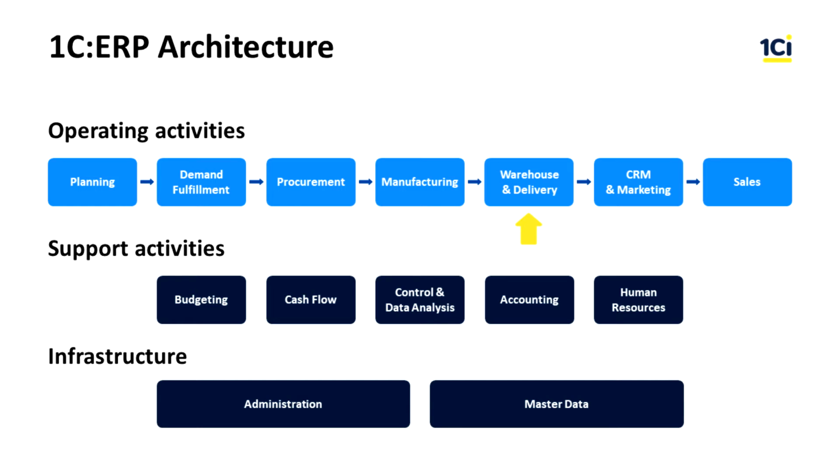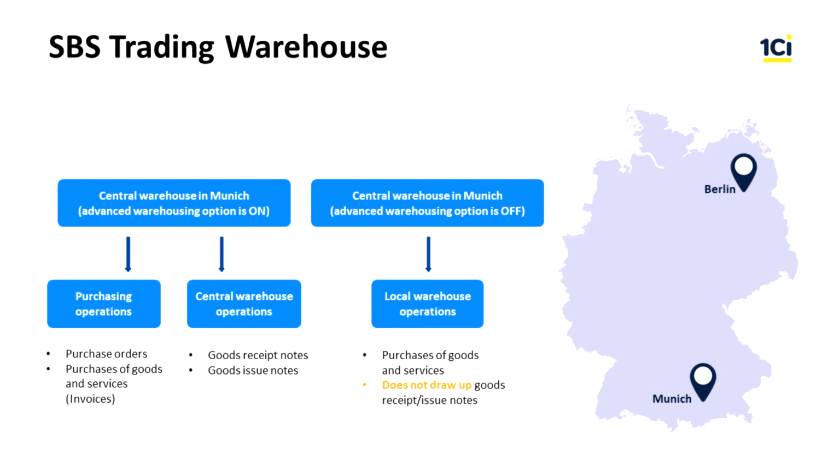Today, we're going to simulate goods acceptance and some other warehouse operations. In this lesson, we're going to work in the warehouse and delivery subsystem. The Berlin warehouse of SBS Trading doesn't use advanced warehousing, and the delivery of goods is carried out based on one document created by a warehouse employee. After the goods have been actually received, a warehouse manager of the remote office should register them through the goods transfer document, posting in the respective status.